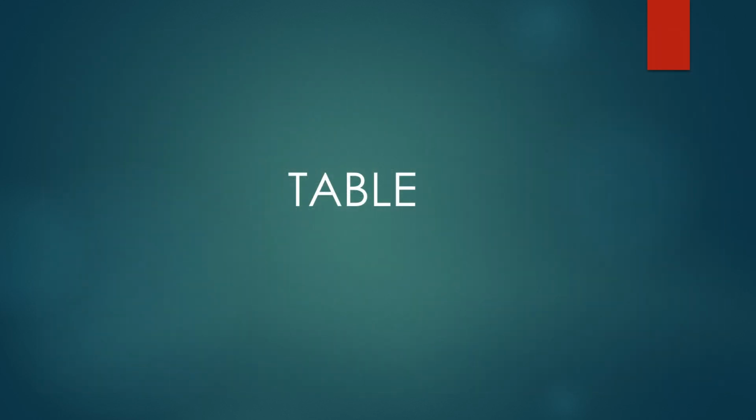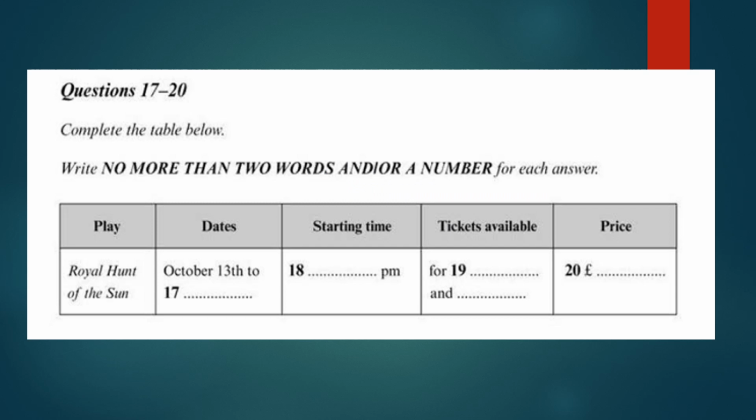The next one is table. So this is a question related to table that might appear in your exam. So you have to complete a table with no more than 2 words and or a number. So here are the 2 words. You can use one word and you can use 2 words, but not more than 2 words. And or a number means you can use 2 words and 1 number. You can use 1 word and 1 number, but not more than 1 number. So be careful with these instructions.